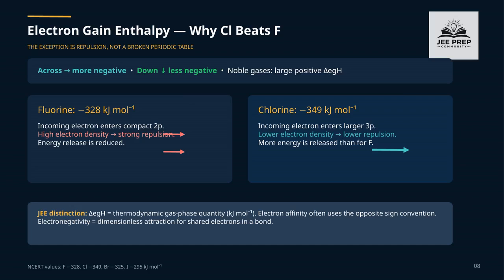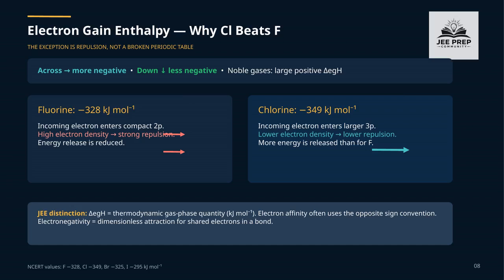Reactivity is high at both edges of a period, but for opposite reasons. Alkali metals are reactive because they can lose one electron easily. Halogens are reactive because they can gain one electron to complete the noble gas configuration. The center of a period is generally less reactive because neither loss nor gain is as easy.